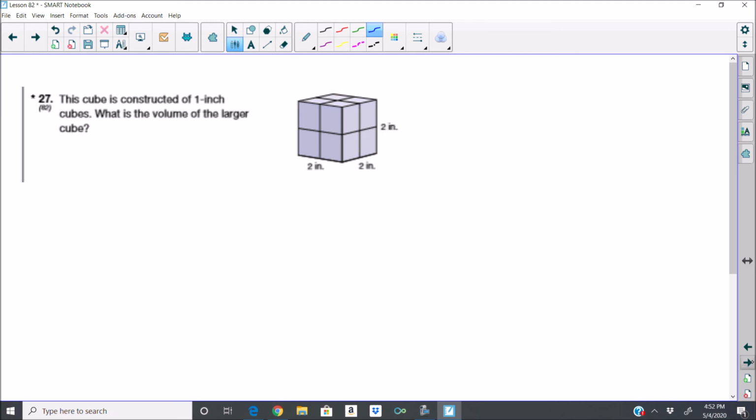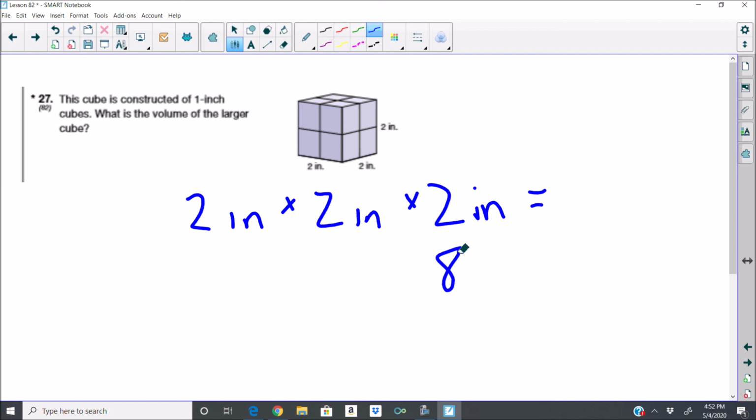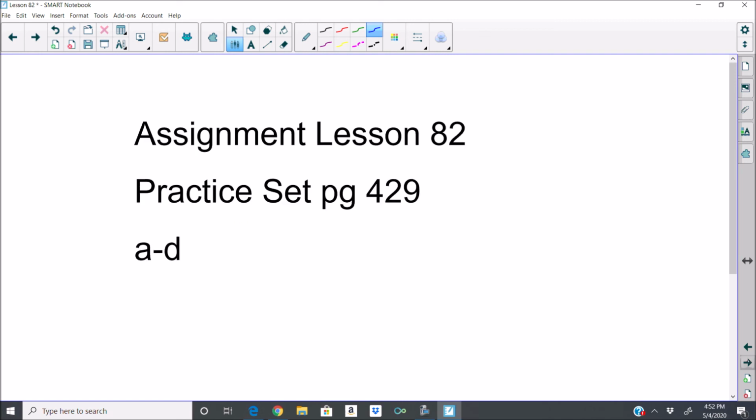Here's an example. This cube is constructed of 1-inch cubes. What is the volume of the larger cube? Well, we're going to take 2 inches times 2 inches times 2 inches. What is the answer? 2 times 2 is 4. 4 times 2 is 8. And then we have inches cubed. And we would read that 8 cubic inches. It's really just plugging in for the volume, plugging in length times width times height.